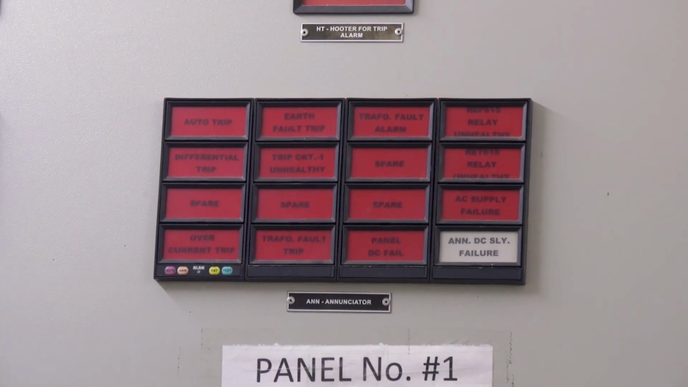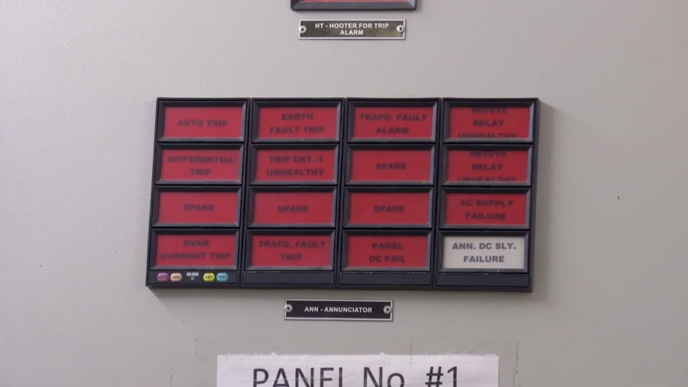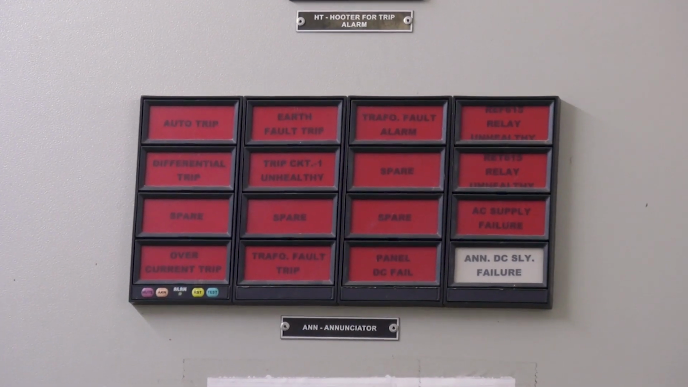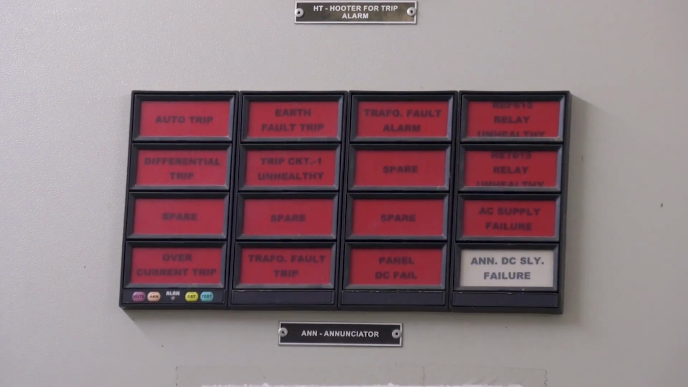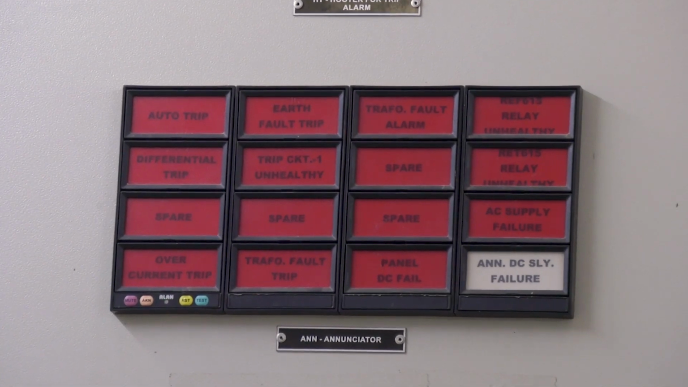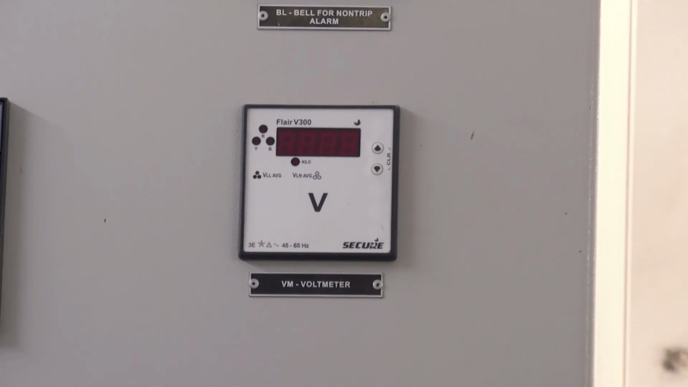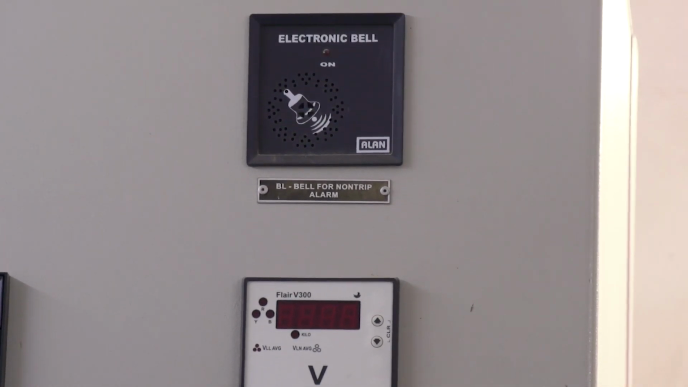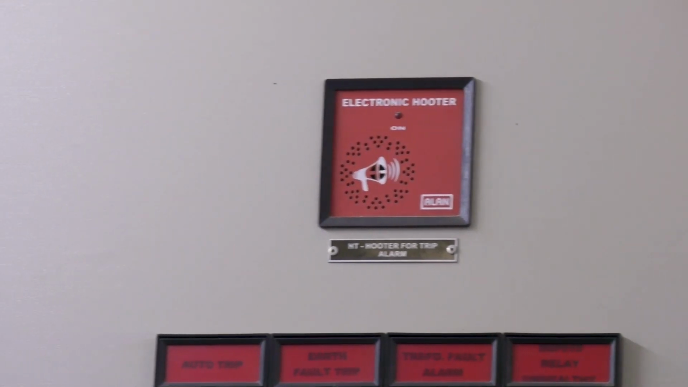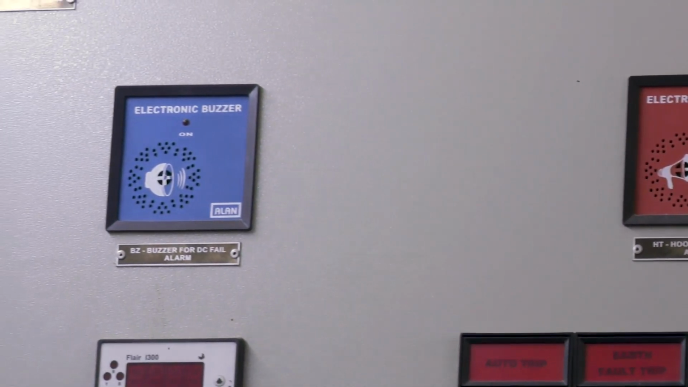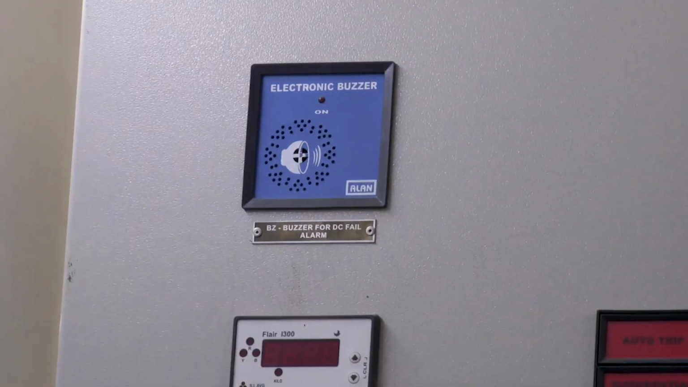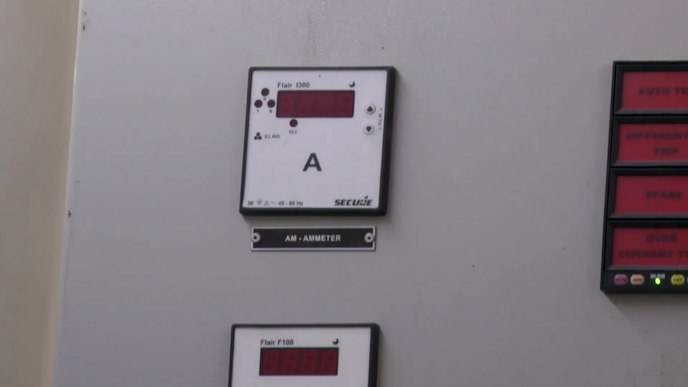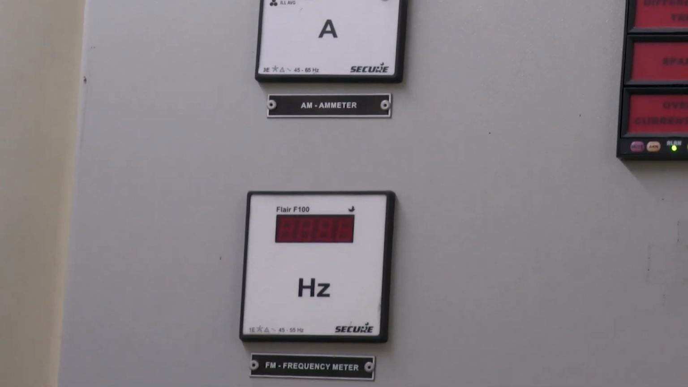Here is the annunciator, which acts as a visual alarm system for any faults. When a fault occurs, the corresponding signal will glow, alerting the operator to the issue. This is the voltmeter indicating the voltage level. Additionally, we have the electronic bell for non-trip alarms, the hooter for trip alarms, and the electronic buzzer for DC fail alarms. Below this is the ammeter showing the continuous current flow, and beneath it the frequency meter.